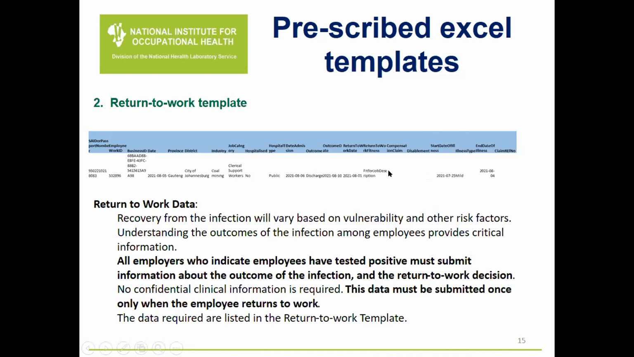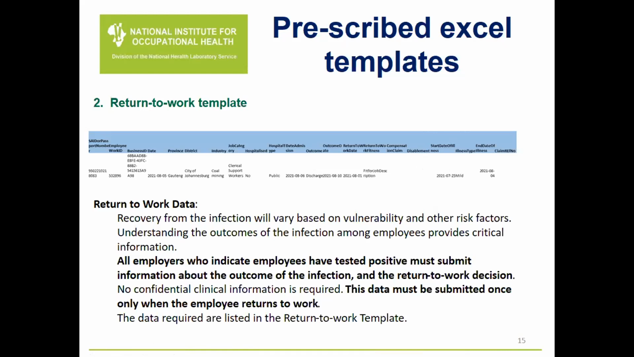Disablement: if the person is disabled or could not come back to work due to illness, it will be yes. If not, it will be no. Start date of illness: this is the date where the employee probably started falling ill due to COVID-19. So we need the date written there in the same format that is expected.